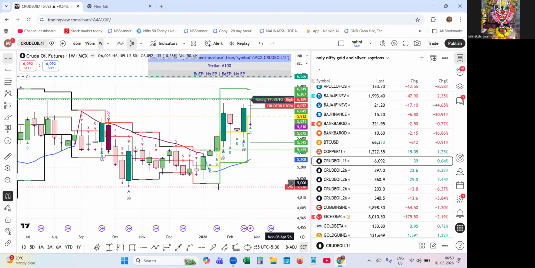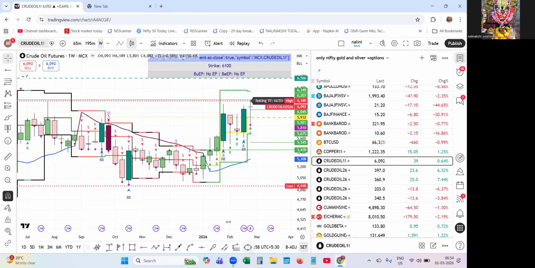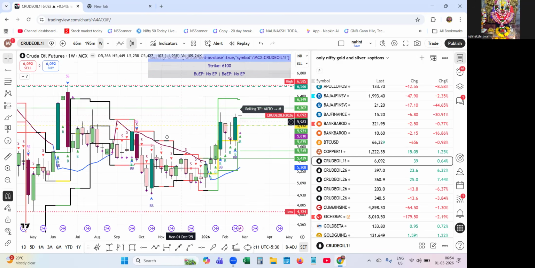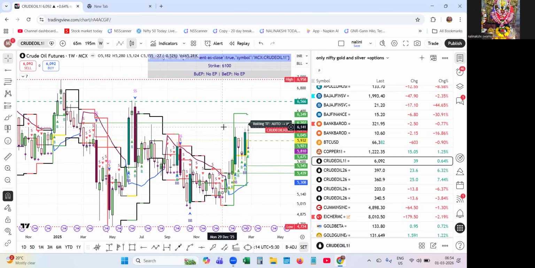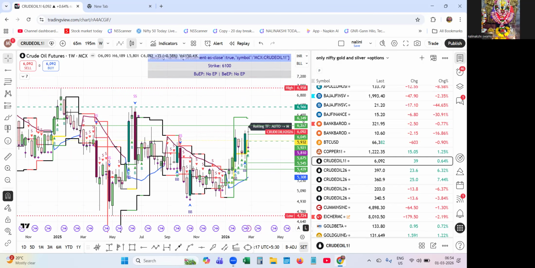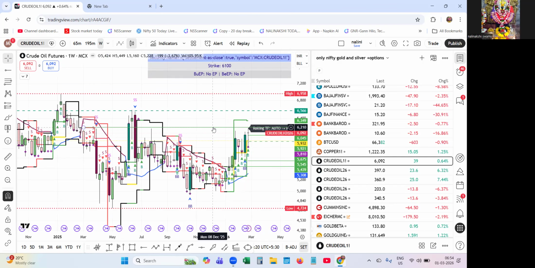You can see I am on the weekly chart. On January 12th itself, it has crossed the R1. Now it has moved higher, consolidated, and it is preparing for the next move. It is showing strength. It can immediately go up to 6,000. If it crosses this level, it can go up to 6,572. Crude can even increase. It may go even up to $80 or something.